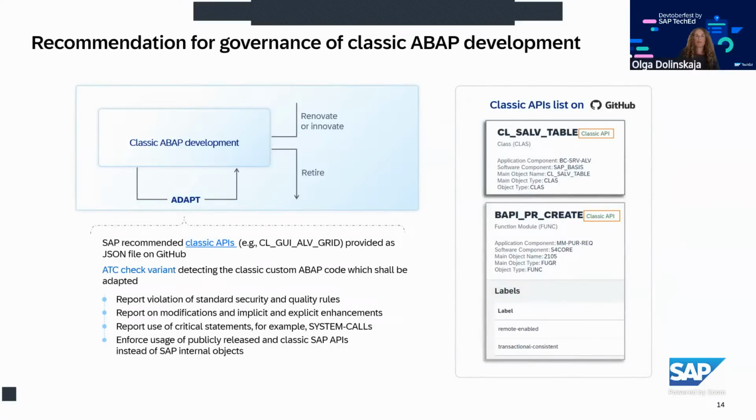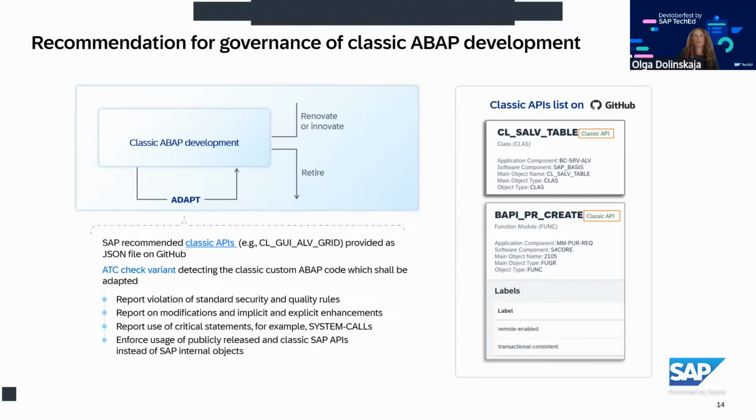For the classic ABAP development, there are different options. As already said, you can retire the unused code. You can renovate the code in the direction of ABAP Cloud. And the classic ABAP code which cannot be retired and cannot be renovated must be somehow adapted in the direction of the clean core. And therefore, we offer the classic APIs.